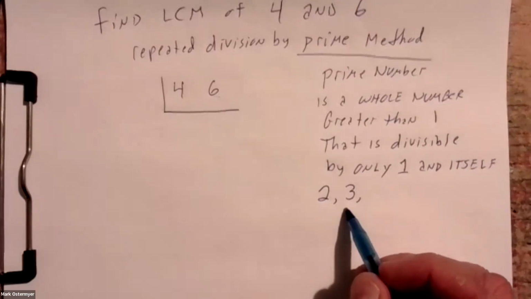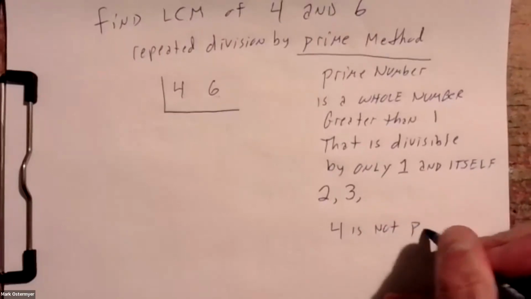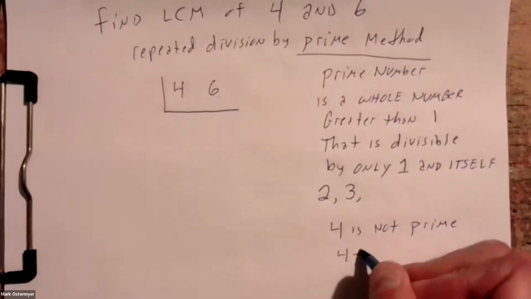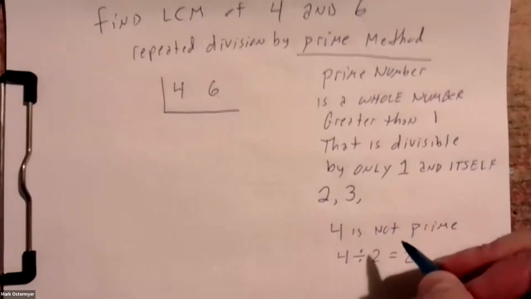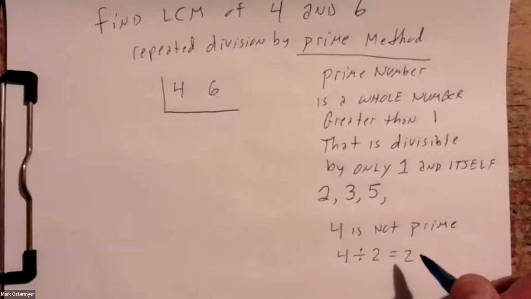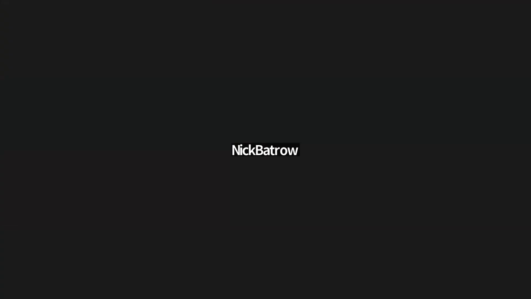Is 4 a prime number? 4 is not prime because in addition to being divisible by 1 and 4, 4 is also divisible by 2. Is 5 a prime number? Yes. 5 is prime. Is 6 a prime number? No. 6 is divisible by 2 and 3 in addition to 1 and itself. Is 7 prime? Yes. Is 8 prime? No. Is 9 prime?